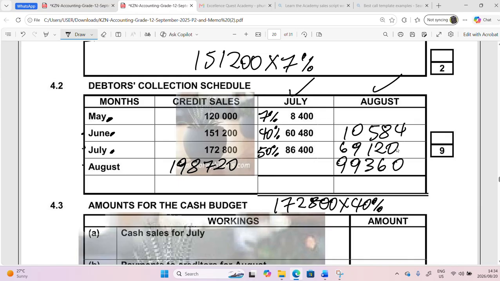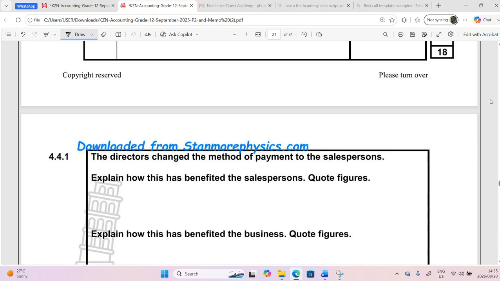What we need to do now is to total. The total I have, guys, is 155,280 for July. August, 179,064. Okay, so what else do we need to do?